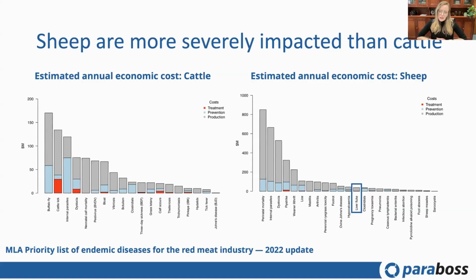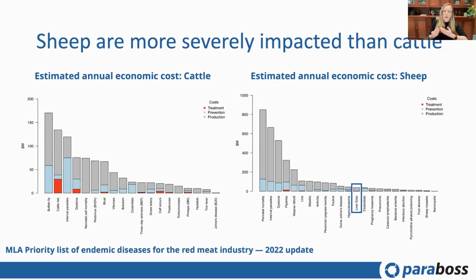So that's one aspect of data we can see at slaughter. When we look at an Australian perspective, as I mentioned, the MLA priority list for endemic diseases for the red meat industry produced an update in 2022, which I always love to see, especially for liver fluke, because although it ranks lower down on this top priority list, and those production impacts seem smaller relative to other groups, it is also one of the few parasites, or the few anything, that is caused by a sole species.